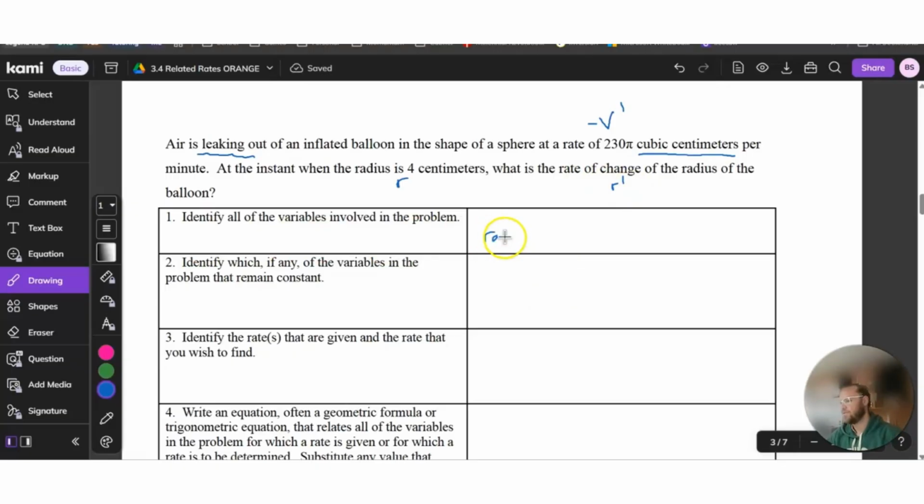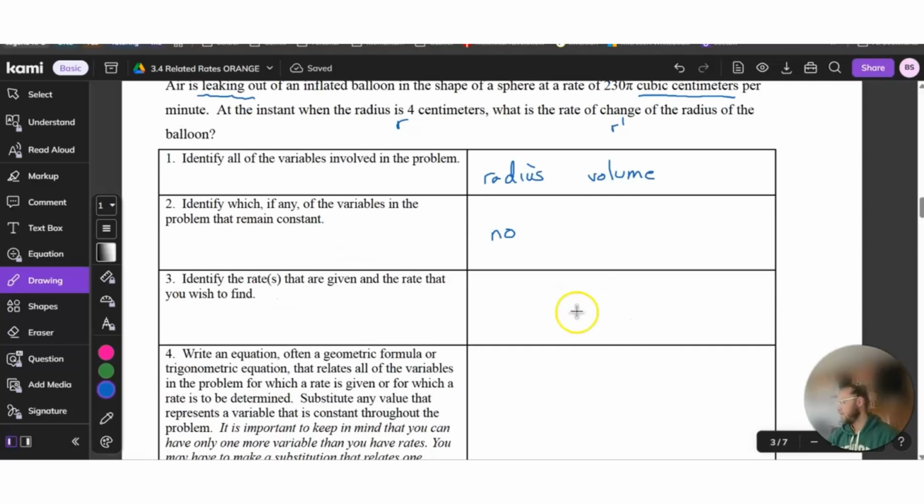What are the two variables? Radius and volume. Are any of those variables remaining constant? No. In this case, none of them are. What are the rates of change that we're given and need to find? Well, v prime they gave us. It was negative 230 pi centimeters cubed per minute. And r prime is the one I need to find, and it's going to be in centimeters per minute.